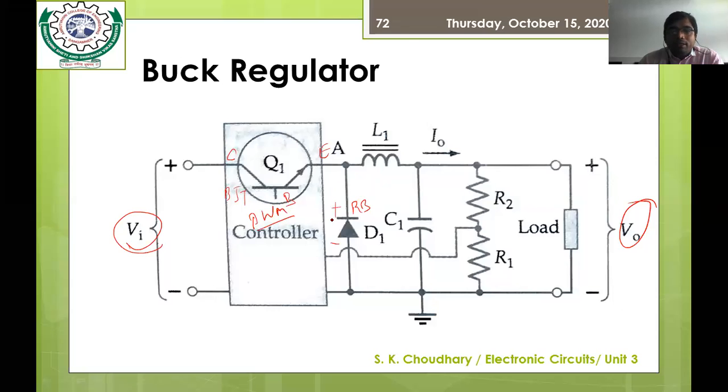If it is reverse biased, no current flows through it, and the whole current flows through the inductor and the load. This is the loop where the current flows. But in the second case, when your switch is off, the diode becomes forward biased. We will see how it happens through its operation.